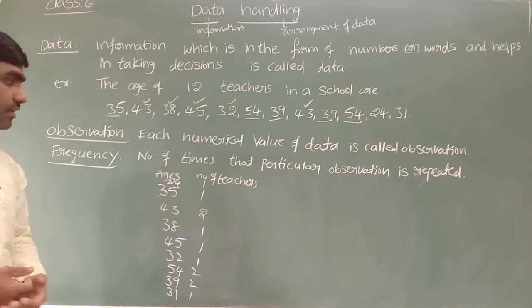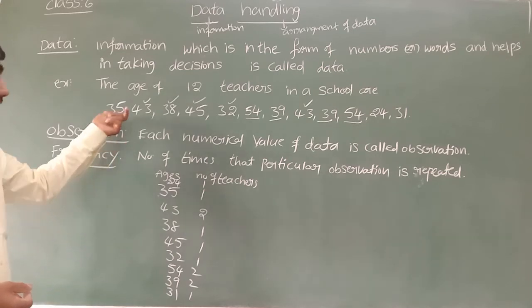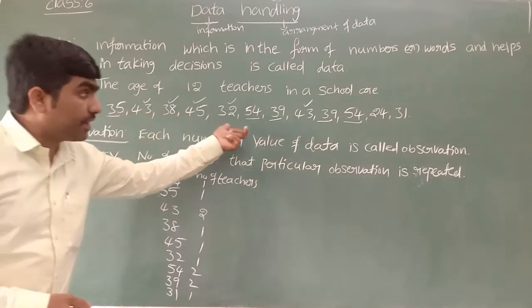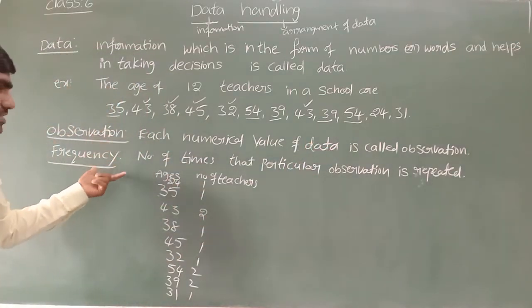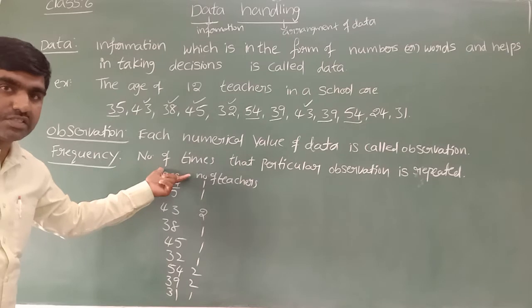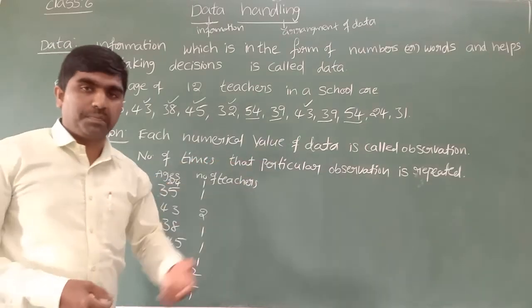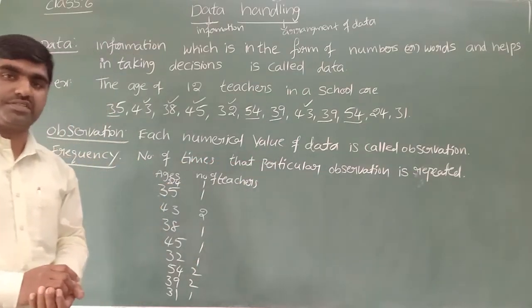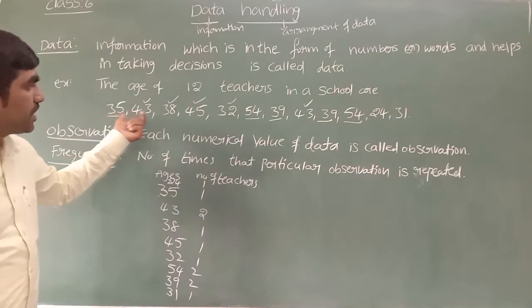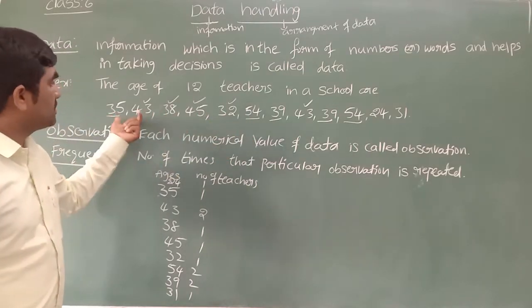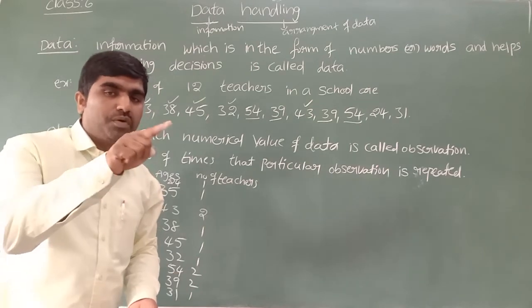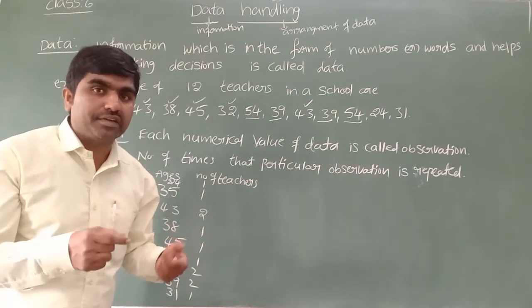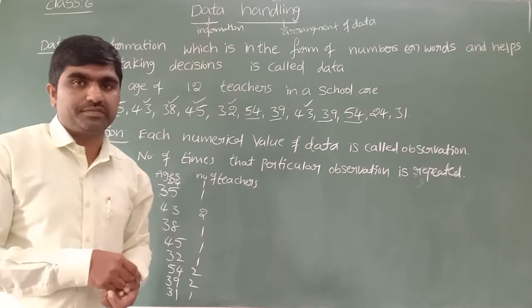Observation means what? Each numerical value of data is called an observation. Frequency is the number of times that observation is repeated. Now tell me, what is the frequency of 100? There is no one with age 100, so the frequency of 100 is 0. It means 100 is not repeating.